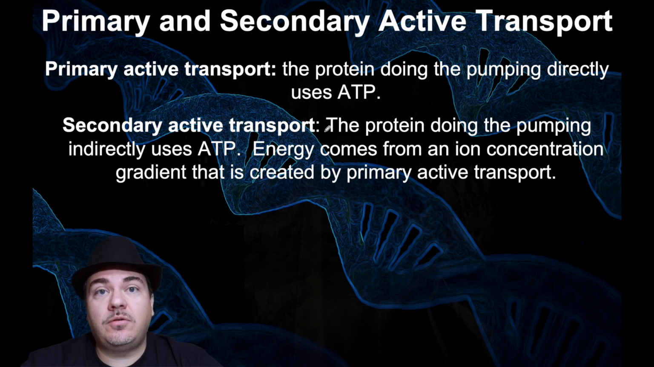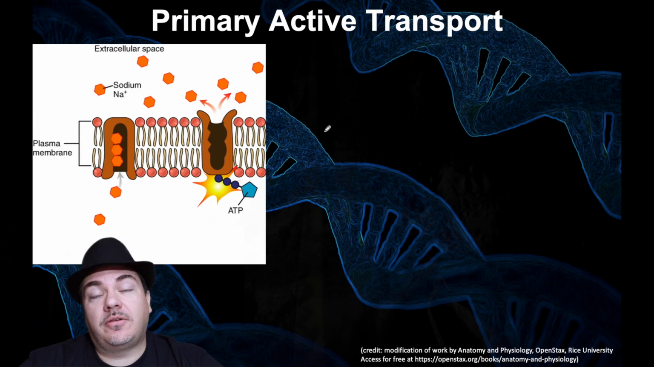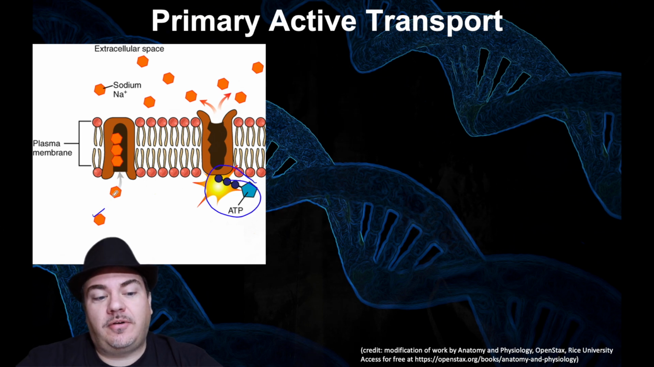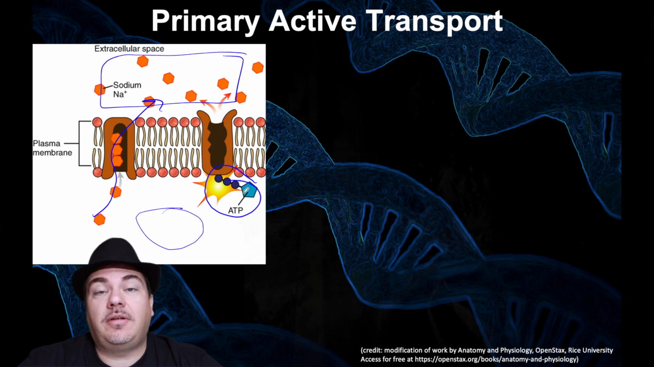Instead, it uses the electrochemical gradient that's created by primary active transport. So in this primary active transport, we are directly using ATP to pump sodium ions against their electrochemical gradient, creating a high concentration of sodium ions here, a low concentration here. They don't like that, so they want to move back across this membrane.